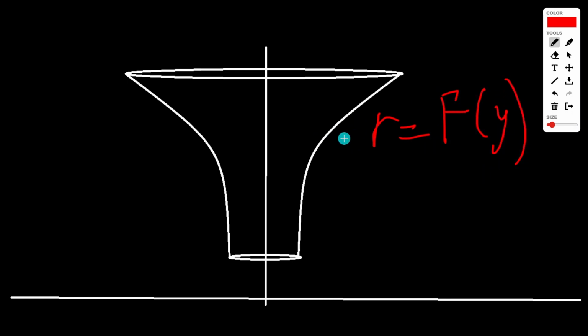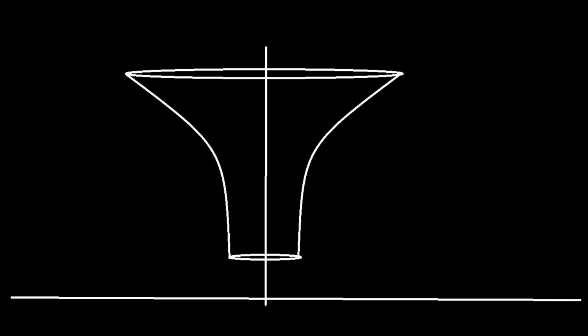If it's rotating around the y-axis, the radius is going to be f of y, and if it's rotating around the x-axis, the radius is going to be f of x. And so we can just evaluate it from there. So that was it. That was a really quick brief of how we use the disk method to calculate the volume of a solid of revolution.